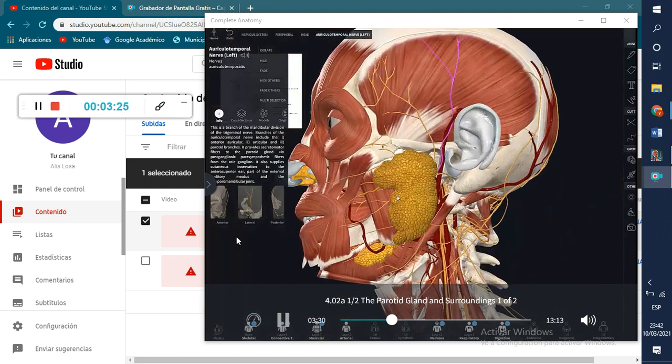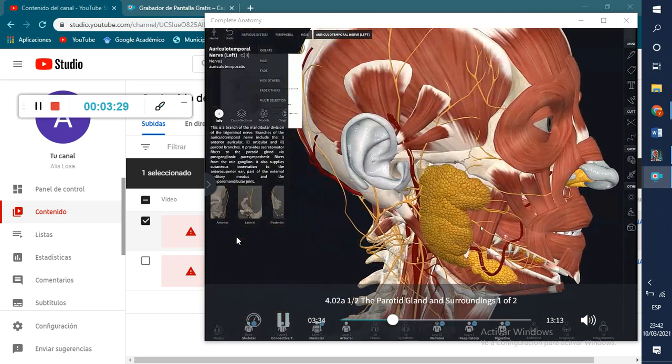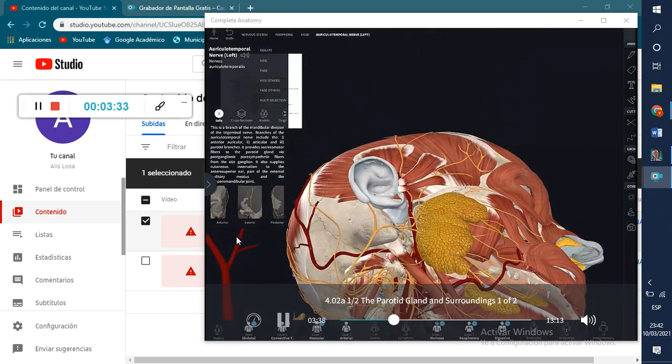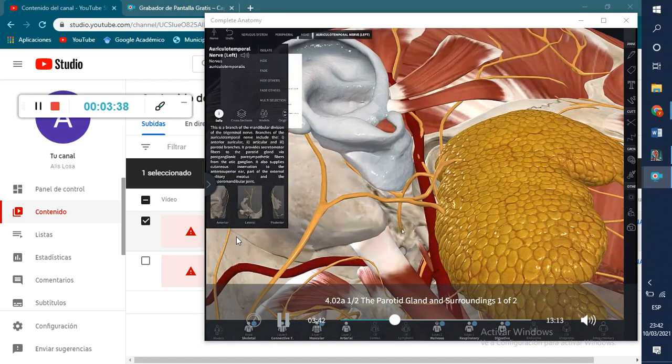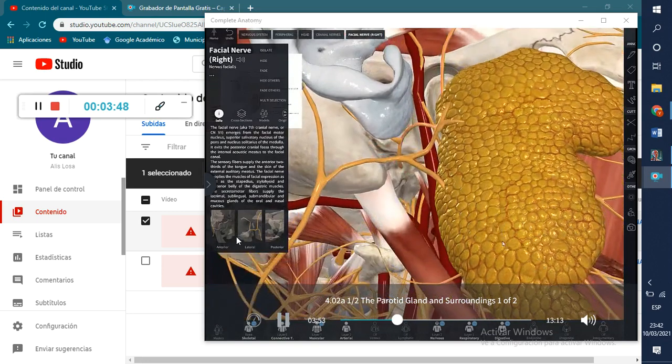Now I'm going to zoom out here a little bit. All right, let's look at the other side. And if we look all the way up here, we can see there is an opening or a foramen, right, through which the facial nerve comes out, right? The facial nerve comes through the stylomastoid foramen, and then it'll fan out and go through the parotid gland.